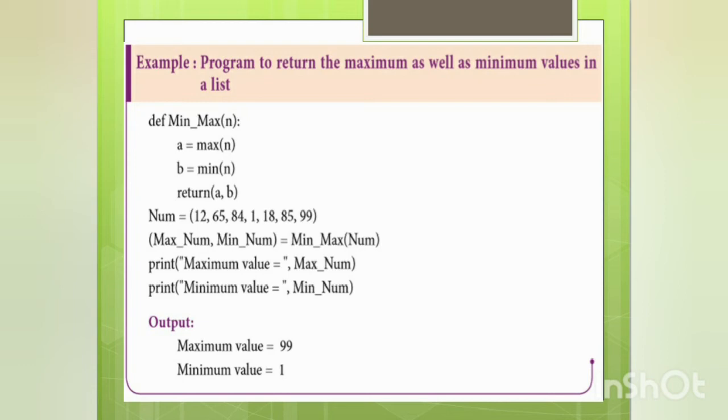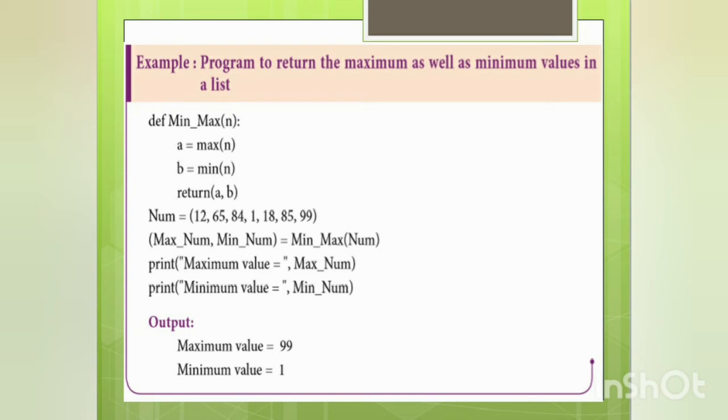Now this is the main function. num, this is the tuple name, is equal to, we are assigning the values 12, 65, 84, 1, 18, 85, 99. These are the tuple values assigned to the variable num. Then max_num, min_num: here you are using two variables, max_num comma min_num, is equal to, this is the assignment operator. Here you are calling the function min_max(num). This is a function.